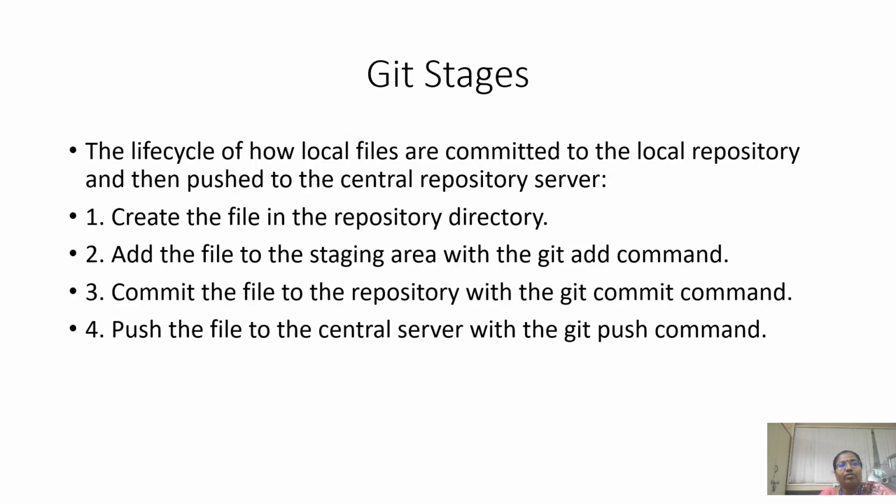So this is the life cycle of how the local files are committed to the local repository and then pushed to the central repository. First step is to create the file in the repository directory, add the file to the staging area with the git add command, commit the file to the repository with the git commit command, and push the file to the central server using the git push command.